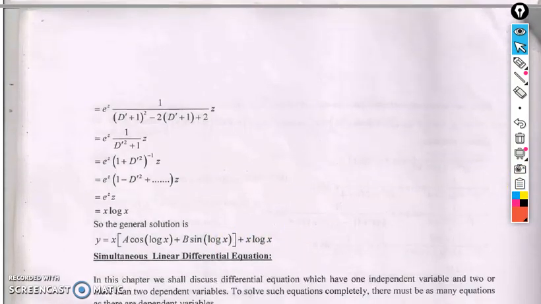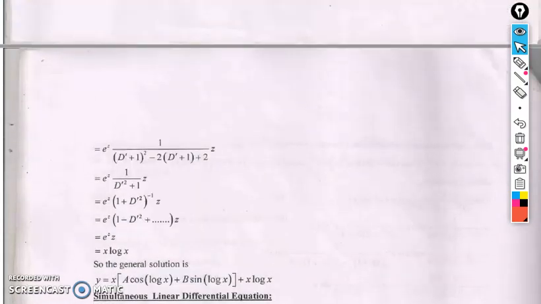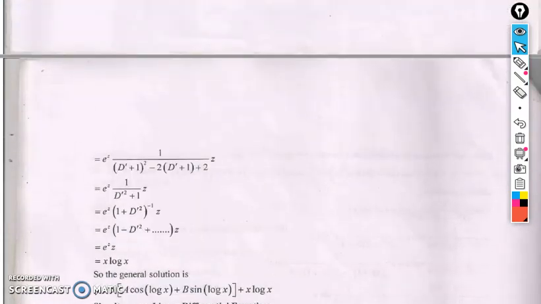So in the next lecture we move to the topic of simultaneous differential equations.